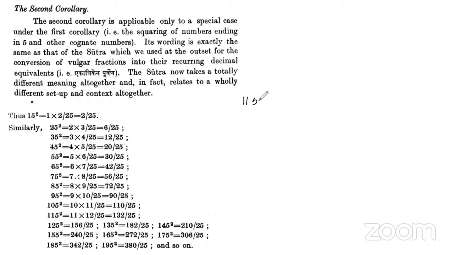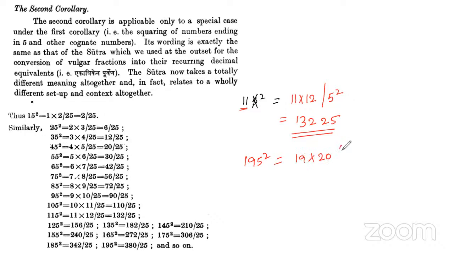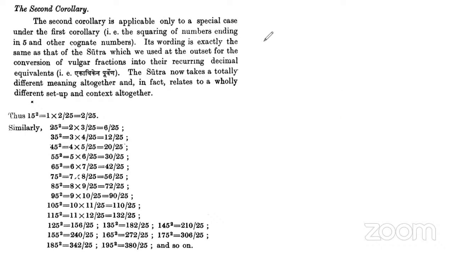Suppose 115 square is there. So just cancel the last digit and you see 11 is there. 11 is multiplied with its next number 12, and 5 square. So that is 132 and 25 will be our final answer. Yes, are you getting my point or not? Suppose 195 square is there. So 19 is multiplied with its next number 20, and 5 square. So 0, and 19 twos are 38, and 5 square is 25. So 38025. 38,025 will be the square of 195. Okay, right. Let us see the next one.